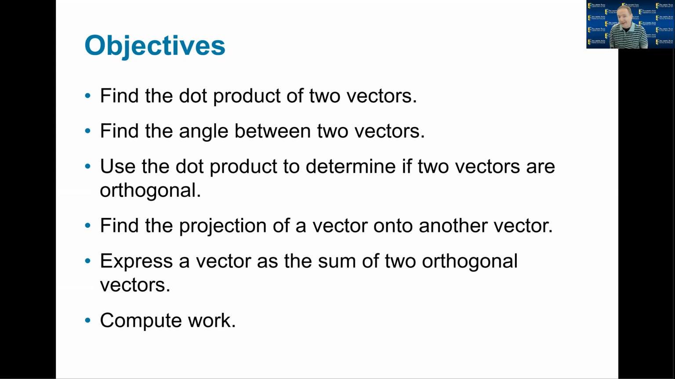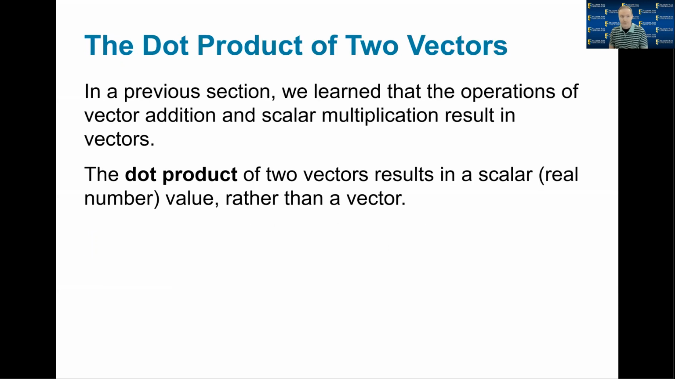Orthogonal is another word for perpendicular. Whenever we have vectors that meet at a 90-degree angle, we don't call them perpendicular, we call them orthogonal, but it means the same thing. Find the projection of a vector onto another vector. Express a vector as the sum of two orthogonal vectors and compute work. Okay, so up first, the dot product of two vectors.